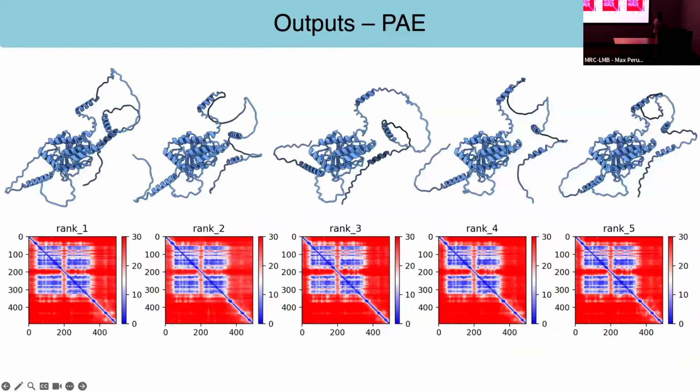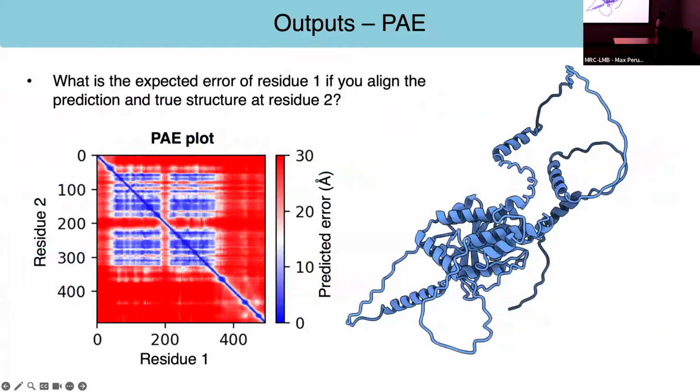A little bit less intuitive is the predicted aligned error. So this is an interpretation of how confident are you in the position of one residue relative to another residue. And for a lot of what we work on with protein-protein interactions and domain interactions, this is what we care about. We care about knowing whether or not these are confidently predicted. So you get this 2D plot, which is one residue versus another. And let's look at one. It's a little bit counterintuitive because what they're plotting here is what is the expected error of residue 1 if you align the prediction and a true structure at residue 2?